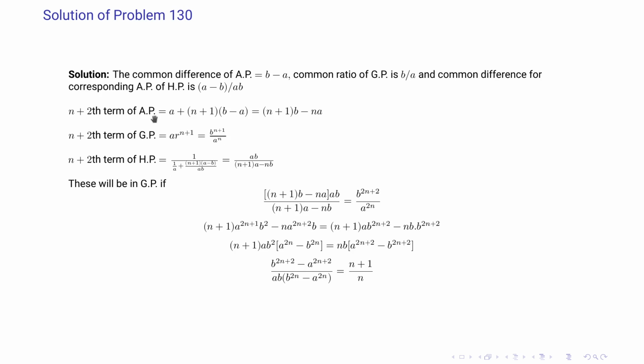Now n plus 2th term of AP would be a plus n plus 1 into b minus a, that is n plus 1 into b minus na. Similarly, n plus 2th term of GP would be ar to the power n plus 1, that is equal to b to the power n plus 1 divided by a to the power n. And similarly, n plus 2th term of HP would come out to be ab by n plus 1 into a minus nb. Now these three will be in GP if this multiplied with this is equal to square of this, that is b to the power 2n plus 2 by a to the power 2n.